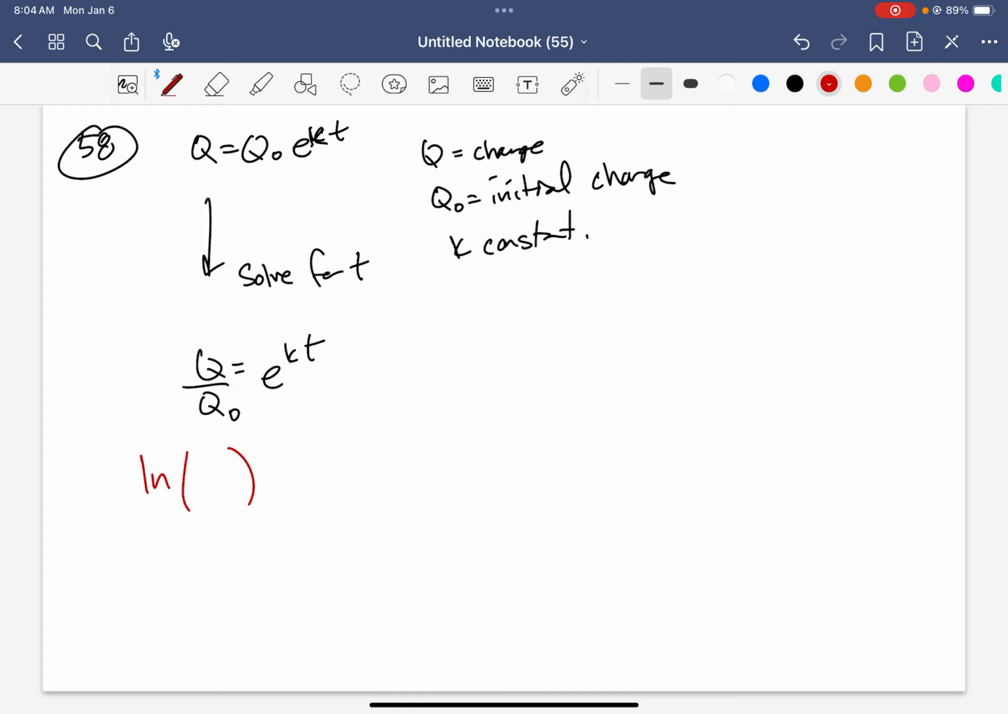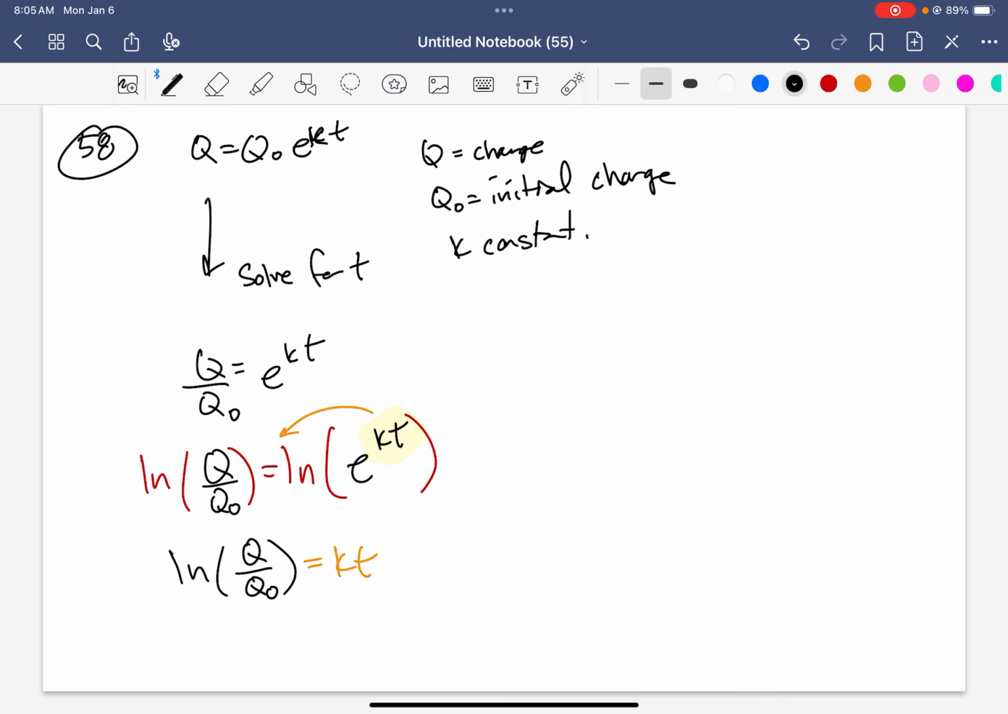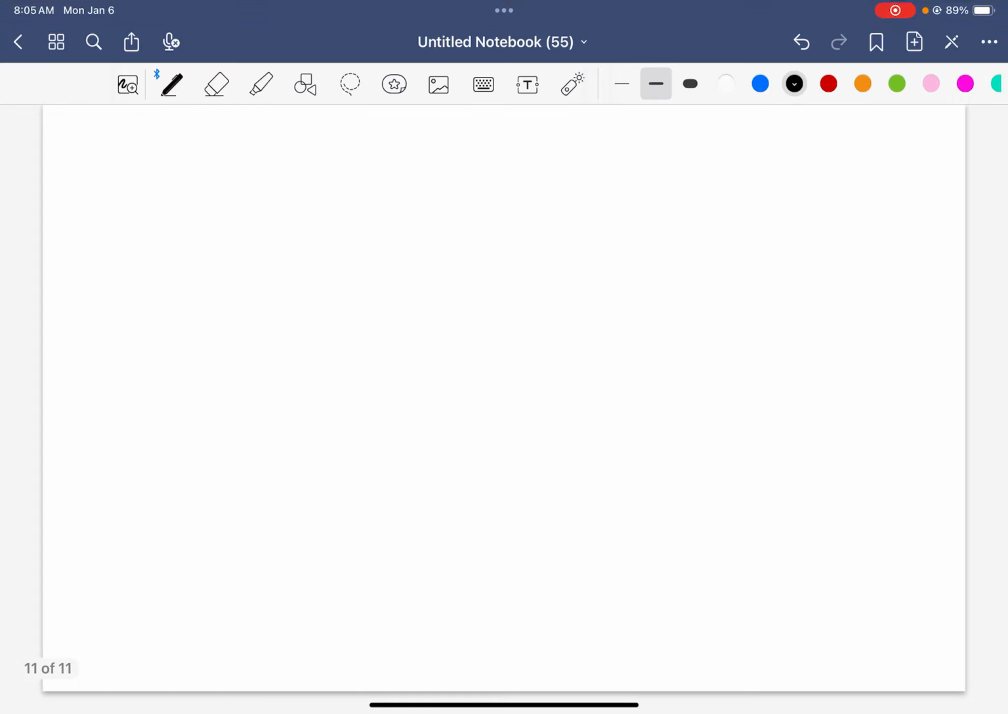Then I'm going to take the natural log of both sides, which I can do because natural log is a function. So you get natural log of Q over Q naught is equal to, and now the reason I did that is so I can pull this constant out front. I get kt times natural log of e, but the natural log of e is just 1, because I have that memorized. So t is just the natural log of Q over Q naught divided by k. So that's 58.